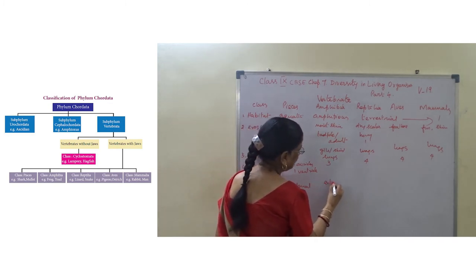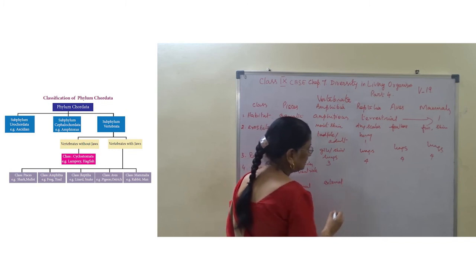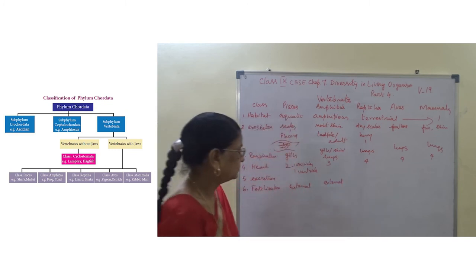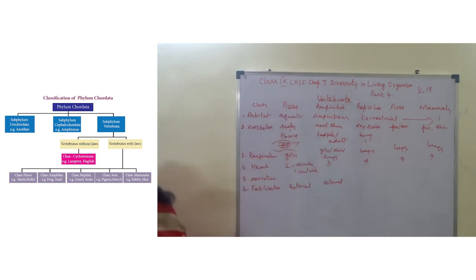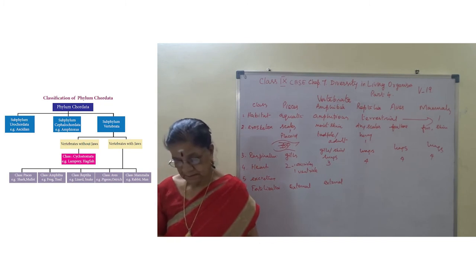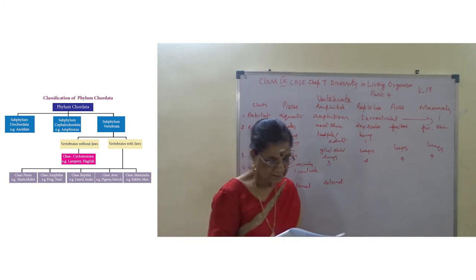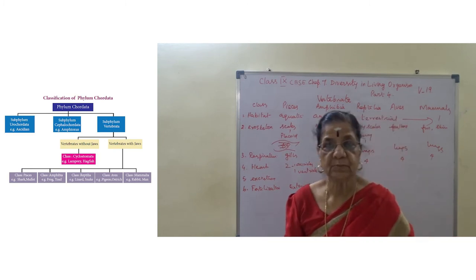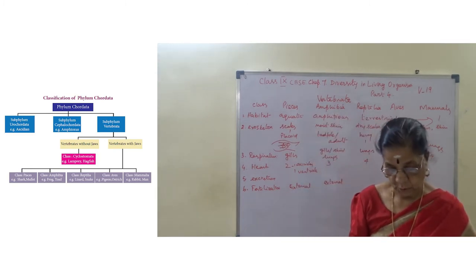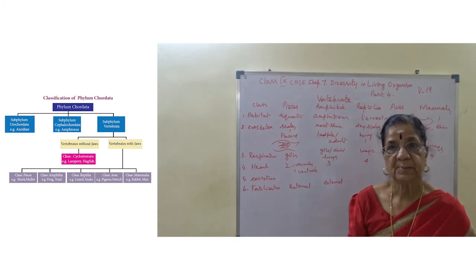Fertilization: in aquatic forms it will be external fertilization. Examples for amphibians: frog, toad and salamanders.